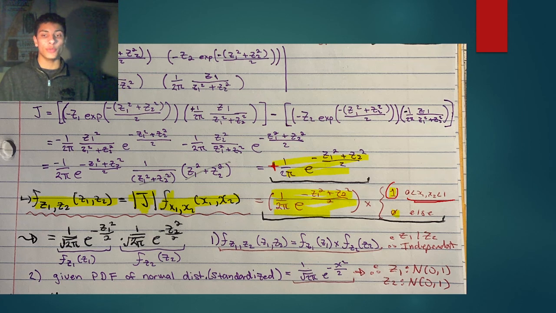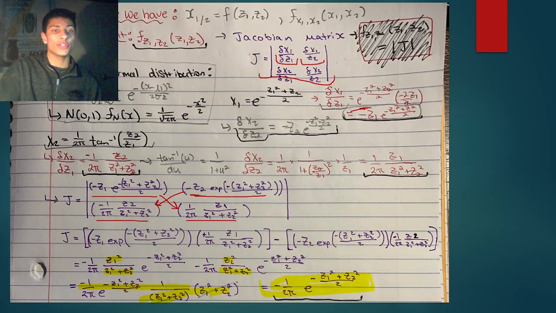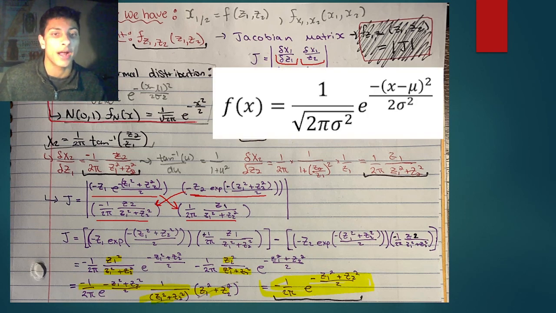In order to prove that Z1 and Z2 are independent and normalized Gaussian variables, we're going to come back over here and take a look at this equation that I have right here, which shows us the PDF of a normal distribution. So this is the normal formula for the PDF of a normal distribution.